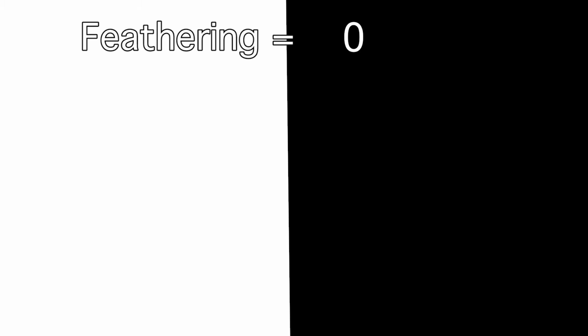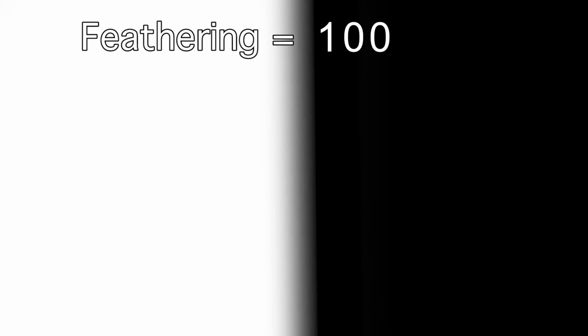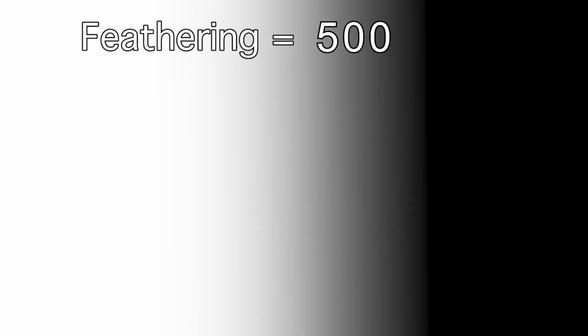Here's just a quick visual of what feathering is. This is 0 pixels, not feathered at all. This is feathered by 100 pixels, and this is feathered 500 pixels. So that's what that means.